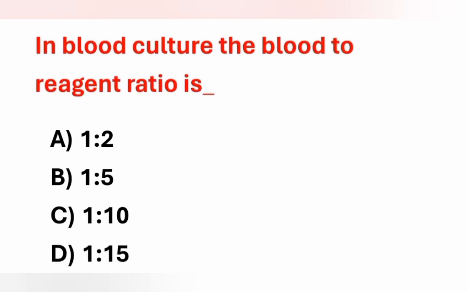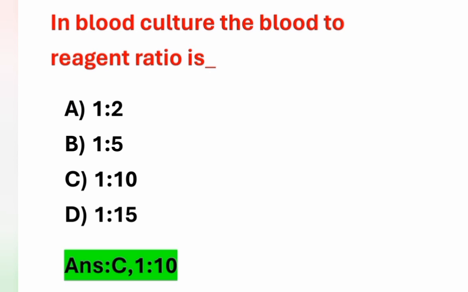Move on to the next question. In blood culture, the blood to reagent ratio is? Options, option A, 1:2. Option B, 1:5. Option C, 1:10. Option D, 1:15. In blood culture studies, the blood to reagent ratio is 1:10. Option C is the correct answer. Move on to the next question.